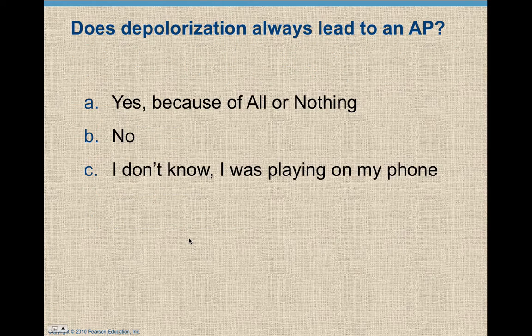Does depolarization always lead to an action potential? Okay, well, I hope you weren't just playing on your phone. I know sometimes that happens in lecture, but since you're watching this at home, the answer is no. Because graded potentials are depolarization or hyperpolarization. Okay. All or nothing is the case with an action potential, but you have to get to threshold in order to create that all or nothing. So a graded depolarization does not necessarily create an action potential. You have to have enough depolarization to bring it from its resting membrane potential to threshold to allow you to propagate that action potential along the axon.